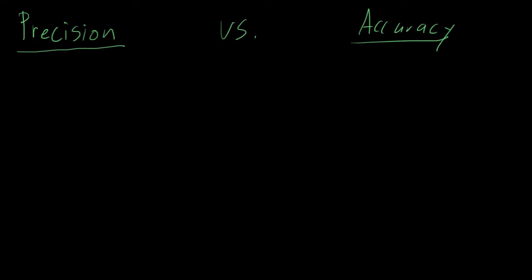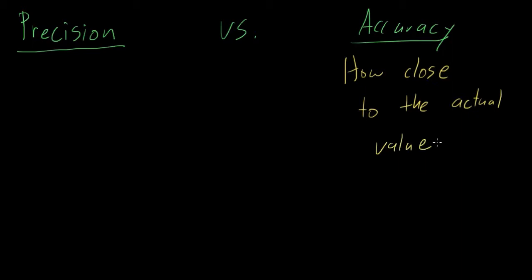I'll start with accuracy because it's the more obvious one. Accuracy is how close to the actual value. Your book, I think, defines it differently, but I don't care, because that's really what it means. How close to the actual value a number is. If you are more accurate, you're closer to the actual value. If you are less accurate, you are farther away from the actual value.